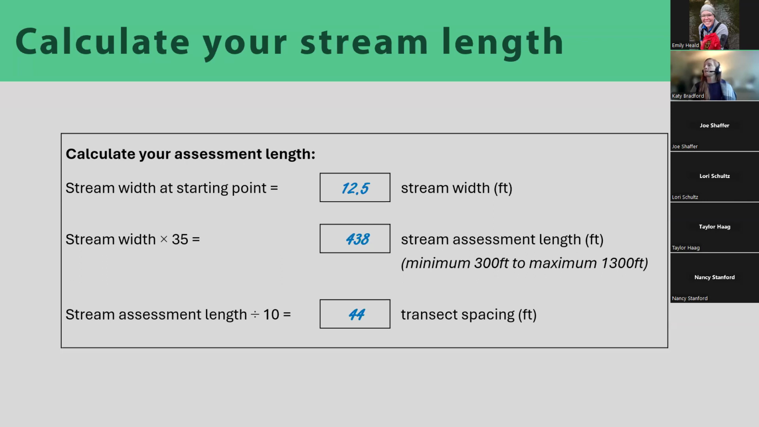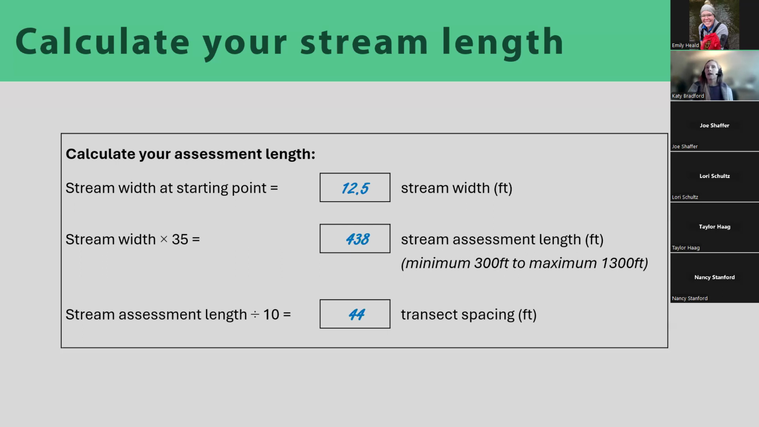So this is an example again of calculating your habitat assessment length. So your starting stream width is 12.5, multiply that by 35 to get 438 feet. And then what we are doing is assessing each of the habitat parameters, and we're breaking it up into 10 sections, what we call transects. So you're going to take your stream length, 438 feet, you're going to divide that by 10. And so you're going to be assessing each habitat parameter every 44 feet.